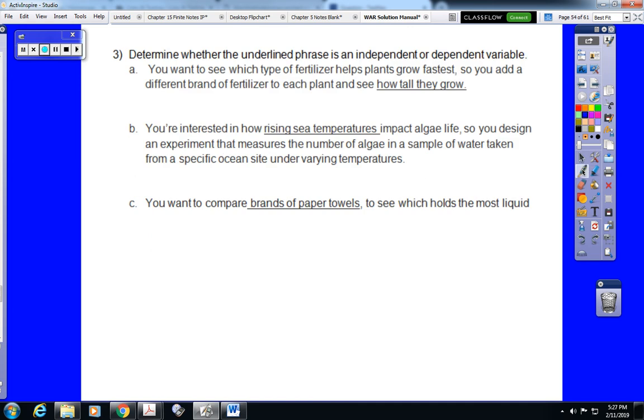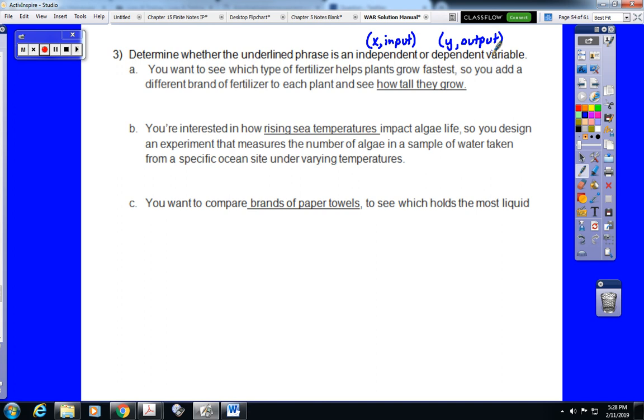Okay, the third question, and maybe even the last one on this worksheet. No, there's a back. Okay. It asks us to determine whether the underlined phrase is representing an independent variable, you know, an x, an input, or a dependent variable. So it's asking whether it's independent or dependent. Is it domain or range?